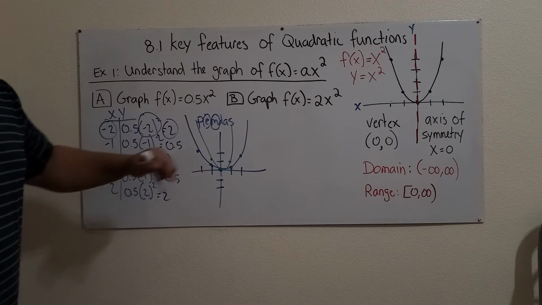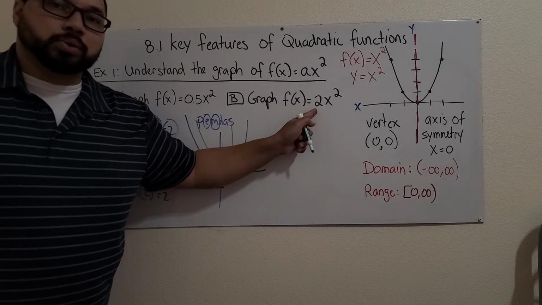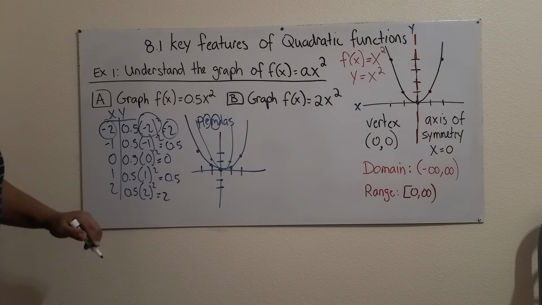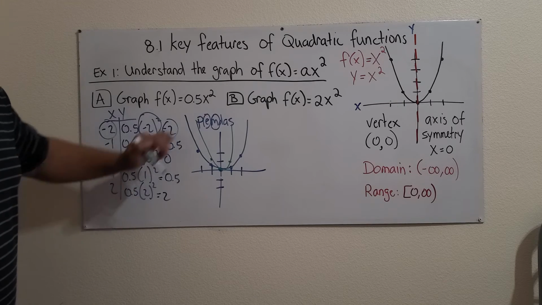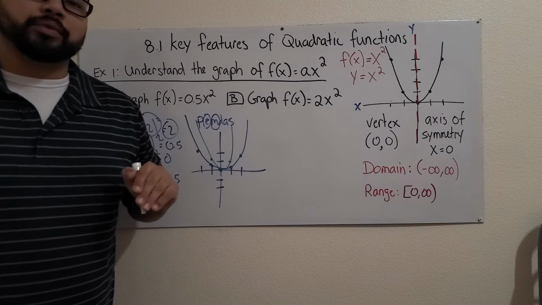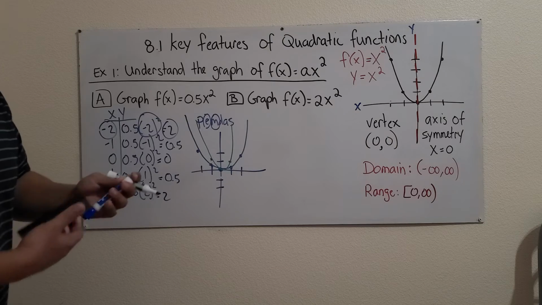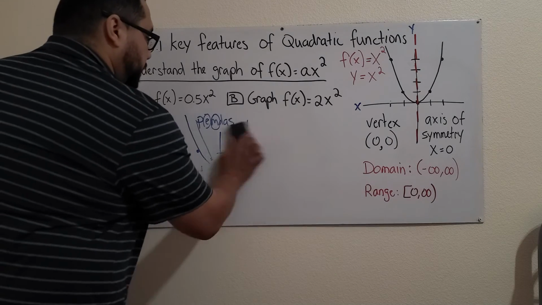Now let's see what happens if your a value is the number 2 instead. So we're going to do the same thing. I'm going to pick the numbers negative 2 to positive 2 for my x values. I'm going to plug them in to see what we get for your y values and then graph those as well. All right, so here we go. Let's make some room for this thing.